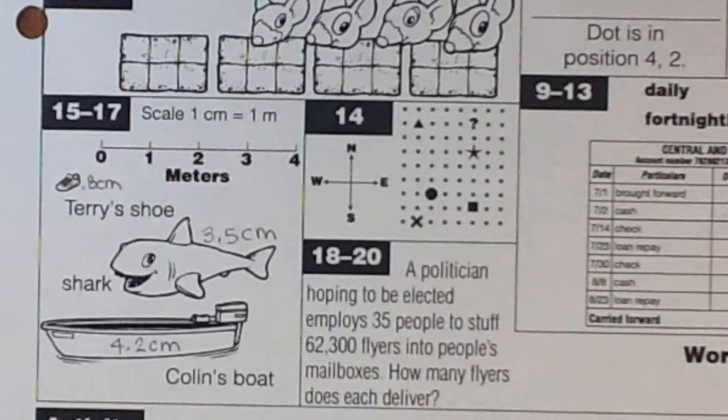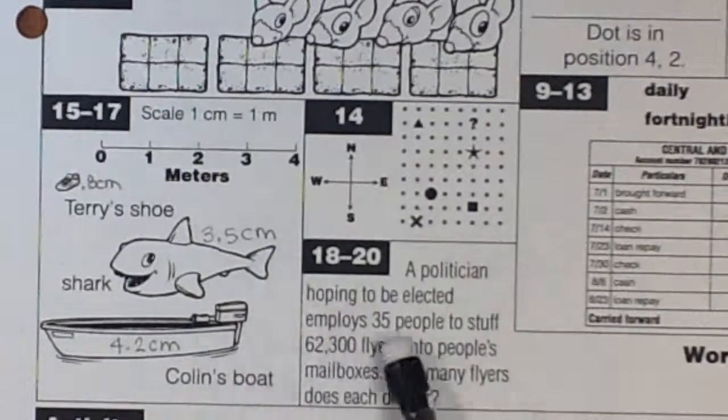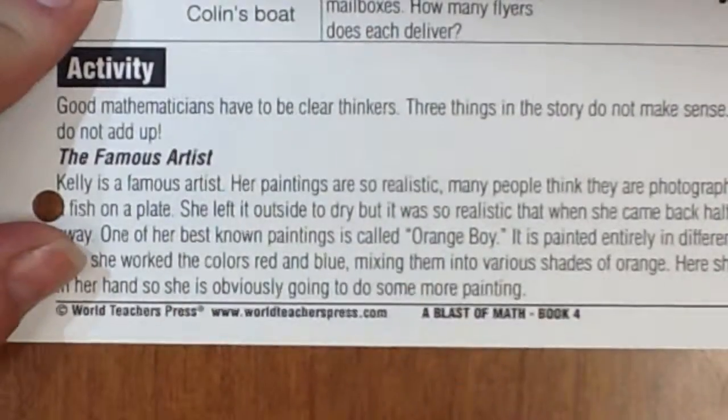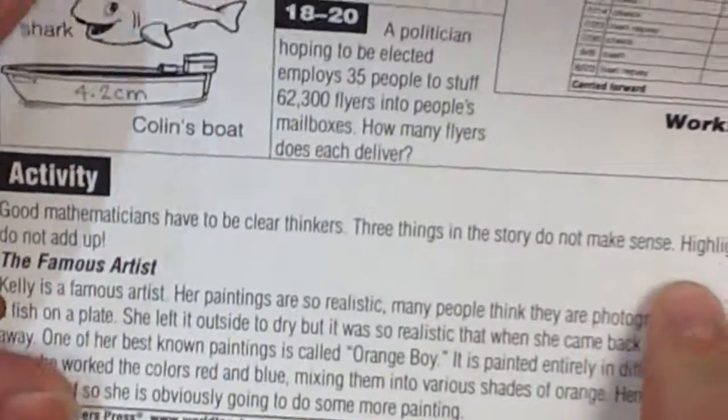Question 18. Is this question asking us to find A, how many flyers does each person deliver? B, how many flyers are there in each mailbox? C, how many people are there? Question 19, would you add, subtract, multiply, or divide? Put that on line 19. And question 20, actually solve it. And then this one down here, this activity, just read through it and see if you can figure out the 3 things in the story that do not make sense.